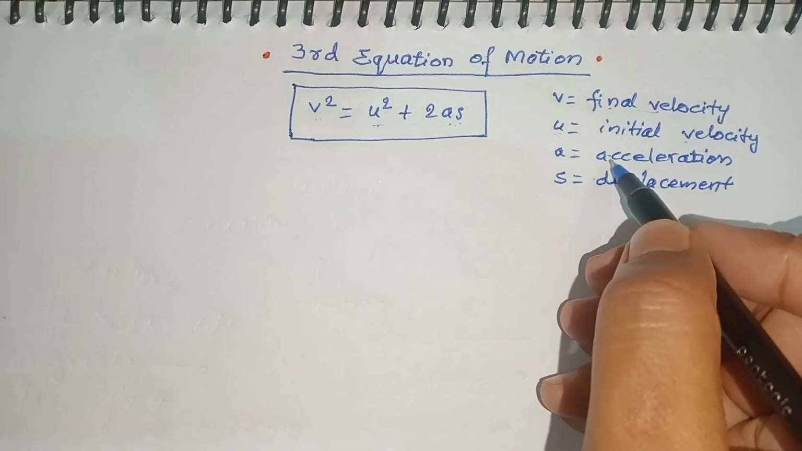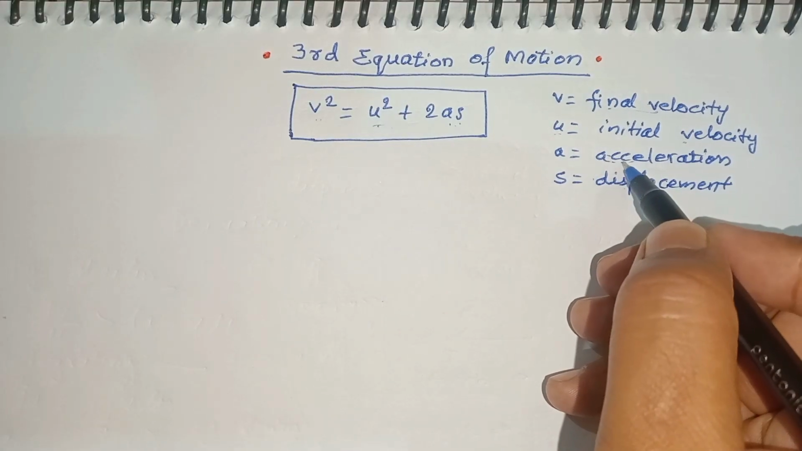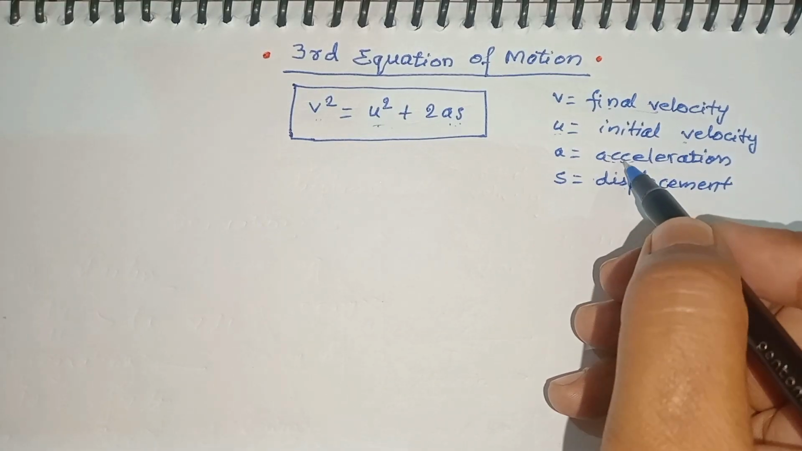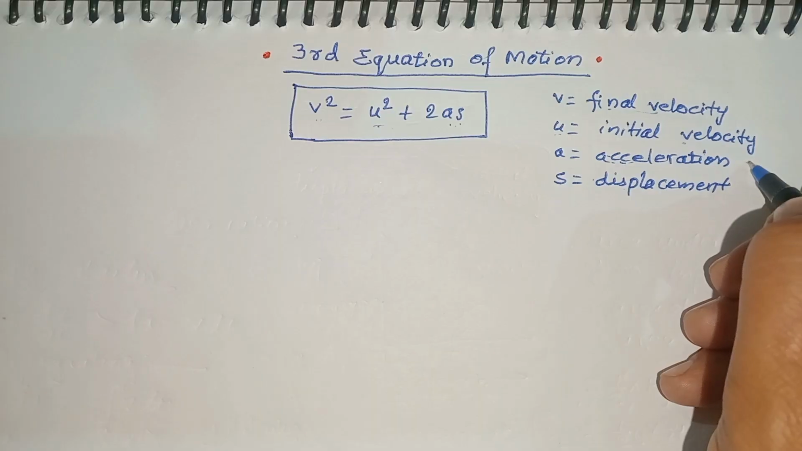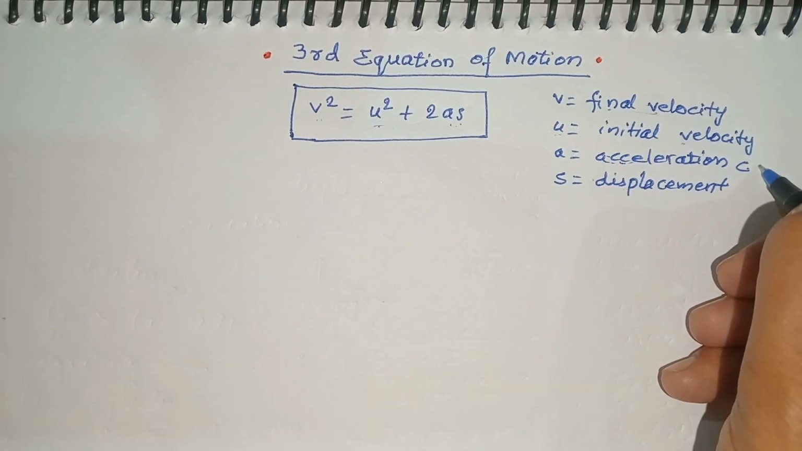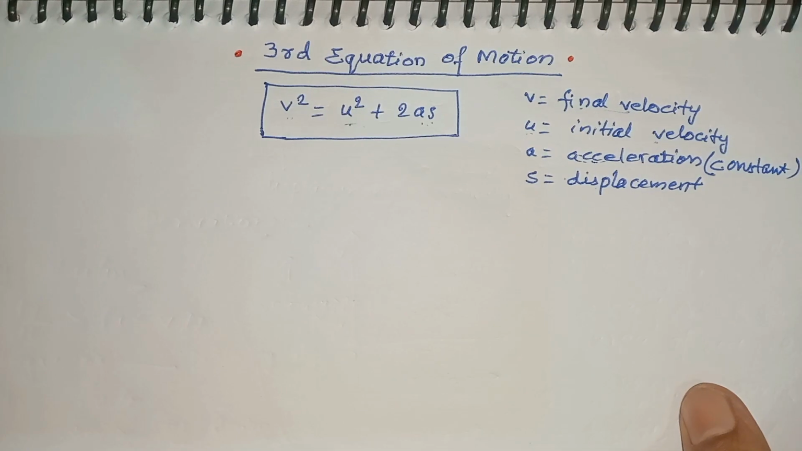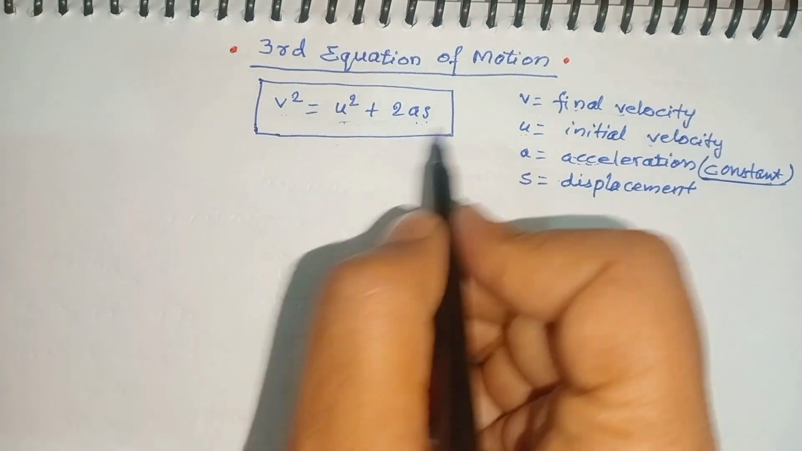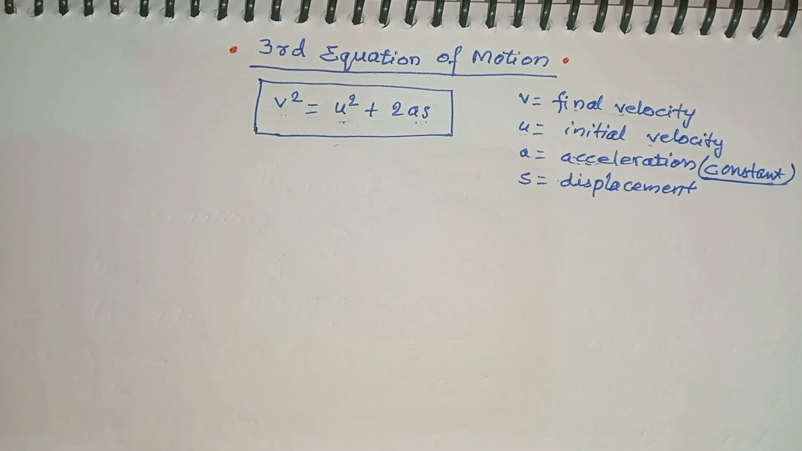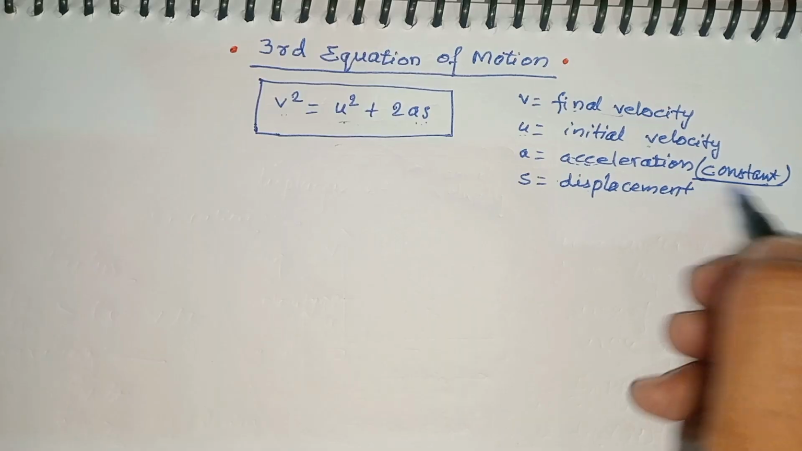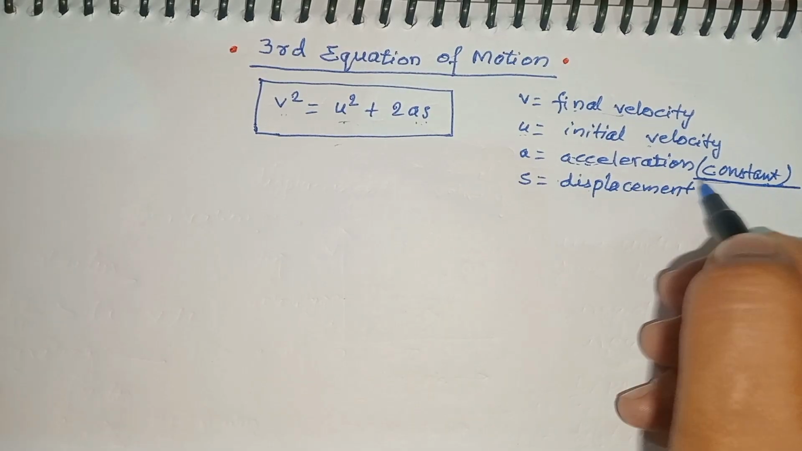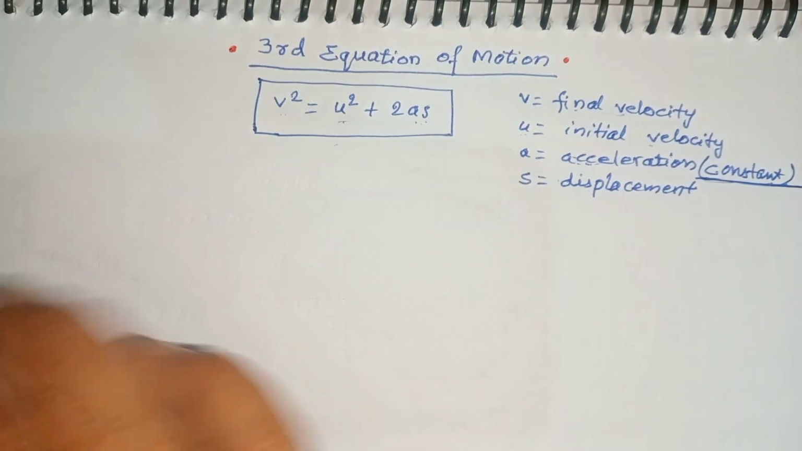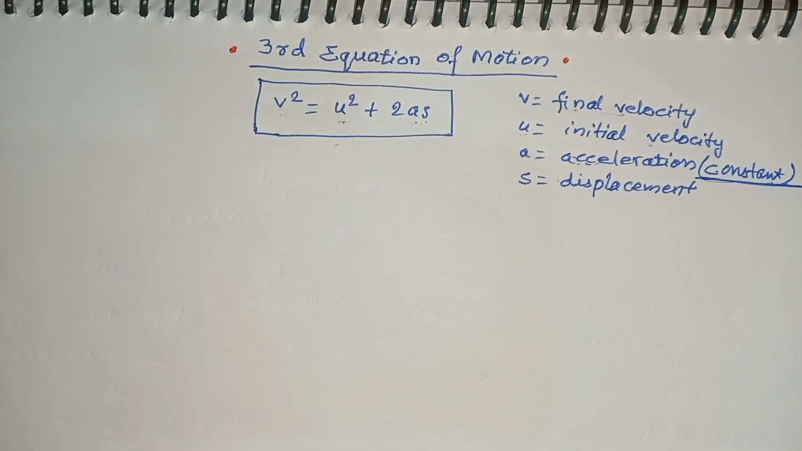Okay, this acceleration has a condition. Acceleration must be fixed, constant, uniform acceleration. It must be constant, otherwise this will not be valid. We should remember this condition. This equation is valid for constant acceleration, uniform acceleration you can say.